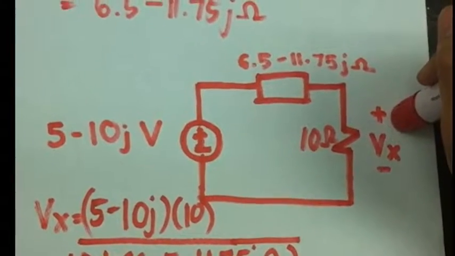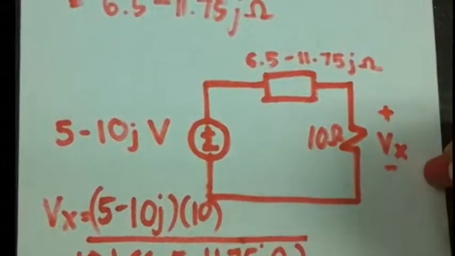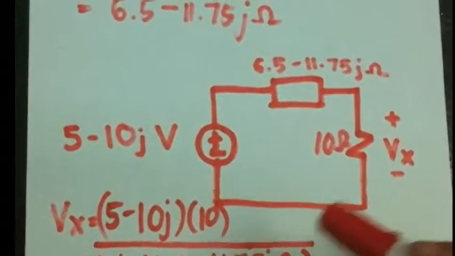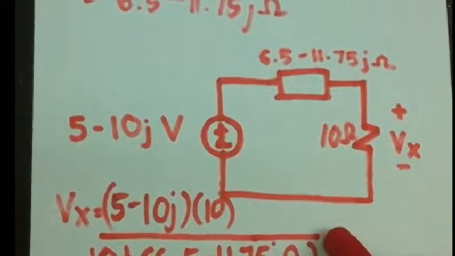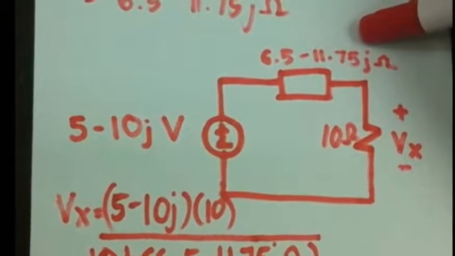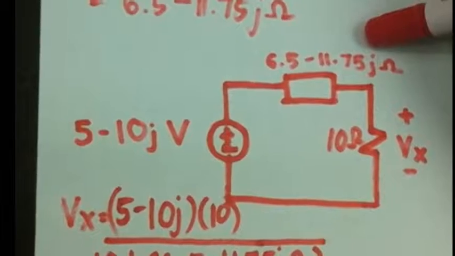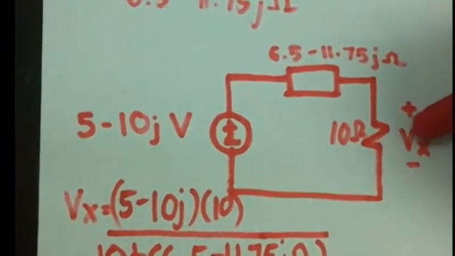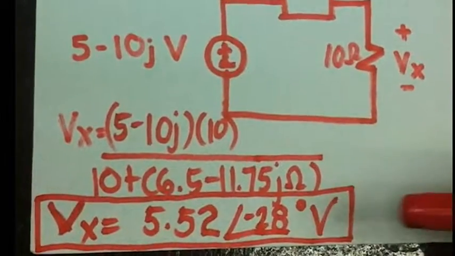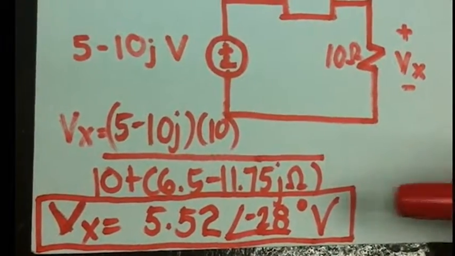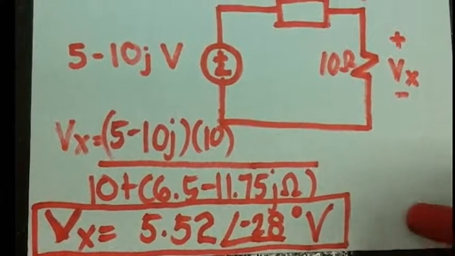In order for us to get Vx, we use the voltage divider theorem. So, 5 minus 10j volts times 10 over 6.5 minus 11.75j ohms plus 10 ohms. This will yield us 5.52 angle negative 28 degree volts in polar form.